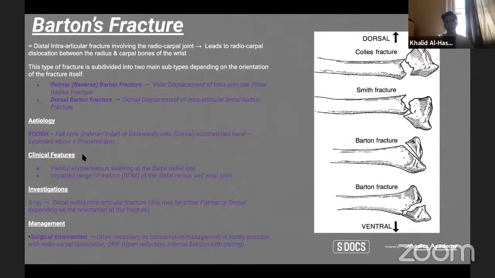Clinical features: painful erythematous swelling at the distal radial site and loss of range of motion at the wrist. The investigations again would be an X-ray, which would show you an intra-articular fracture, which is unlikely seen to be in a Colles or a Smith fracture.